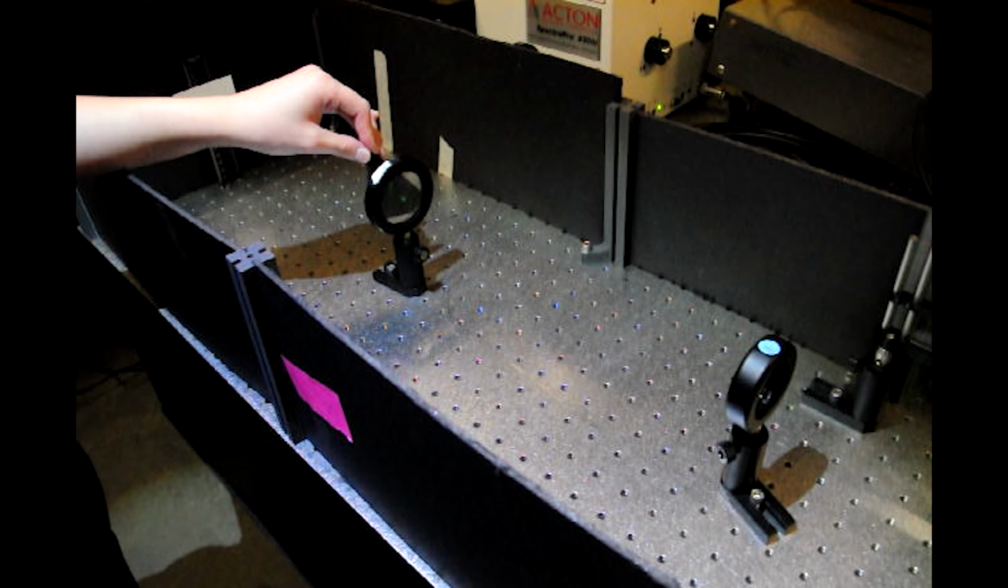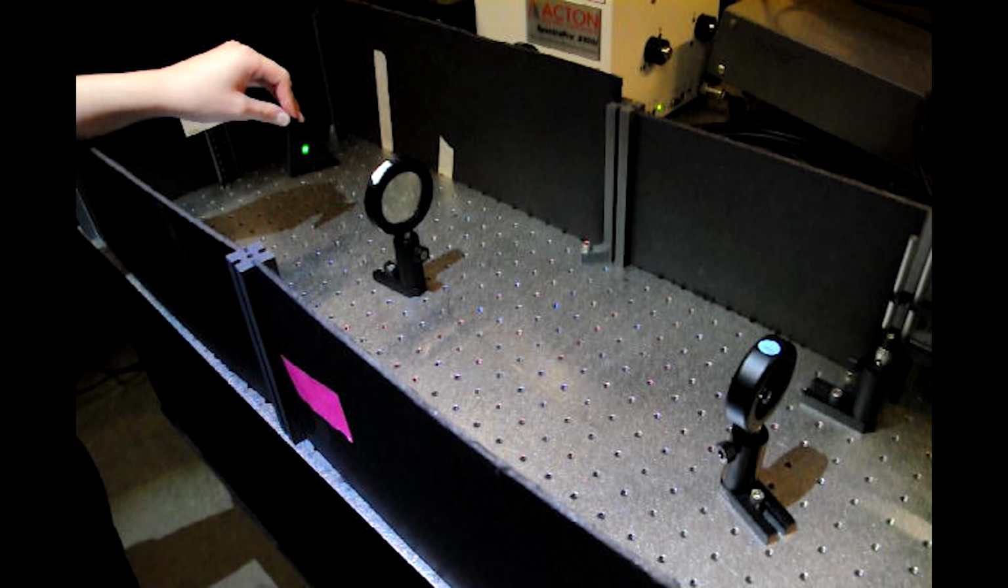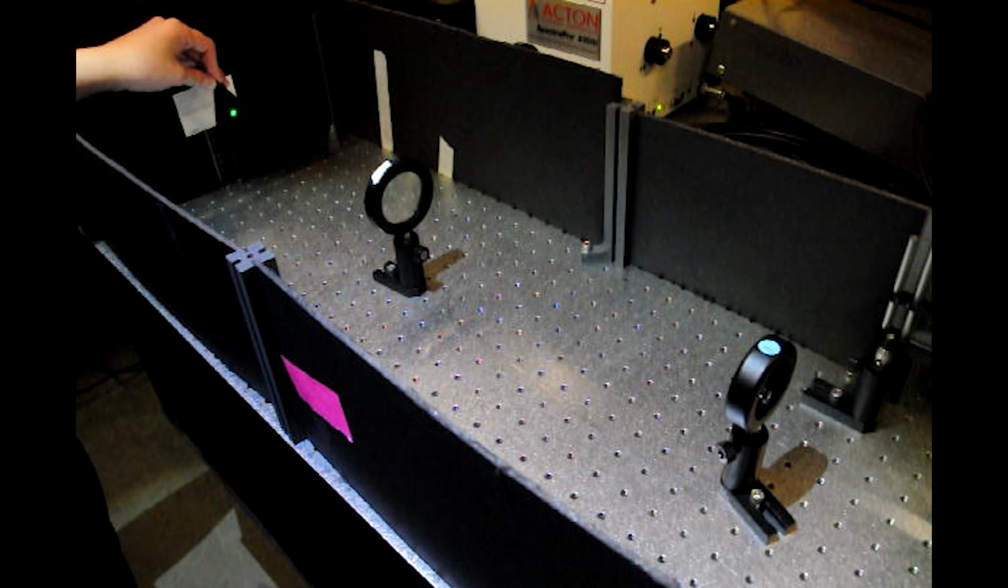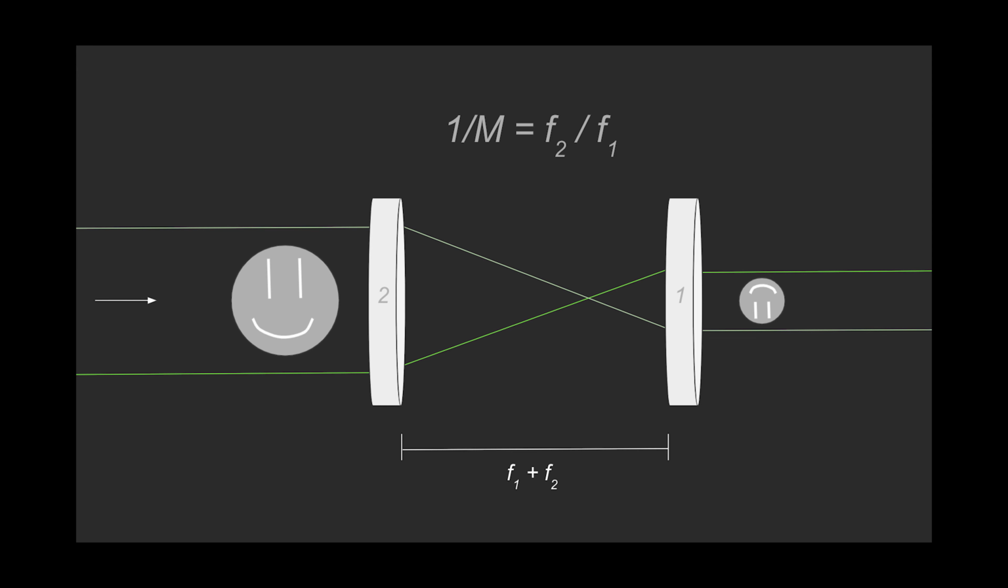Additionally, we have magnified our beam, making the spot size larger and the power density lower than before we inserted our optical system. Inversely, if we wanted to demagnify the beam, I would reverse the system, placing the higher focal length lens first. This would result in a smaller spot size and greater power density.